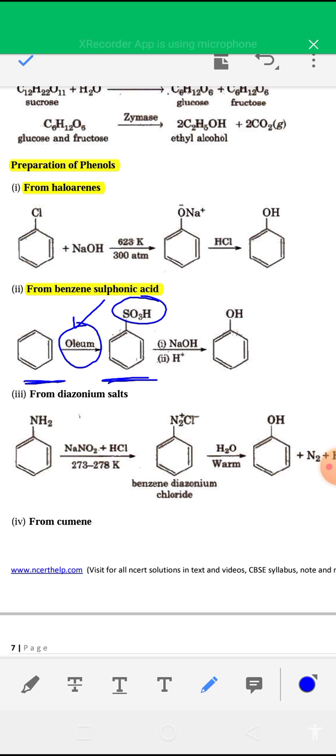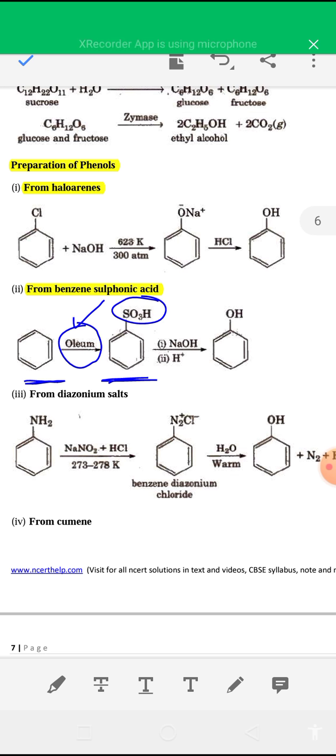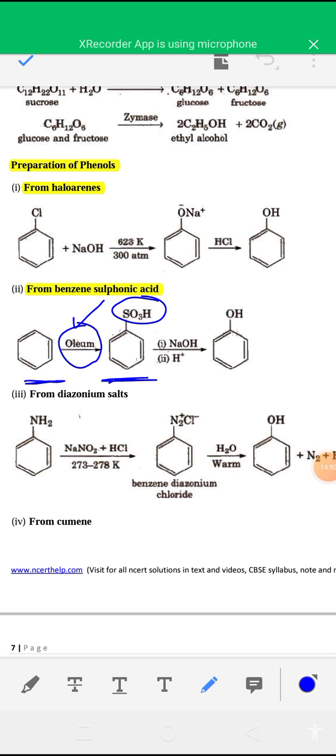If an SO3H group is present in the benzene ring, it is known as benzene sulfonic acid. When benzene sulfonic acid is treated with sodium hydroxide, and in the next step H plus, that is acid, is added, the SO3H group will be substituted by an OH group. So this is the preparation of phenol from benzene sulfonic acid.